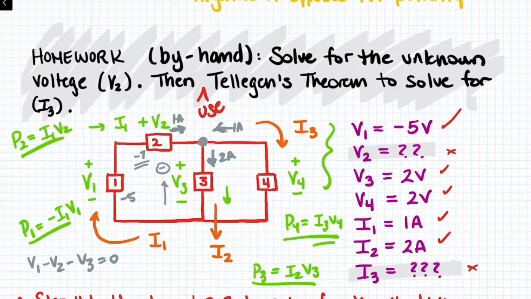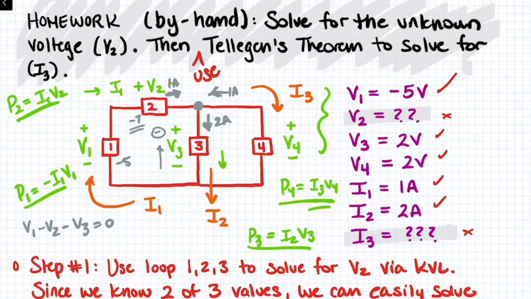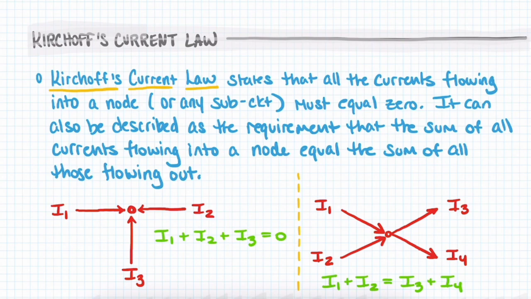But this example here just simply demonstrates how we can use both KVL and Tellegen's theorem to perform some pretty simple circuit analysis, right? We solve for 2 unknown values. So we've talked about Kirchhoff's voltage law, we've talked about Tellegen's theorem, we've talked about Ohm's law, a couple of different useful tools. Now let's move on to Kirchhoff's current law.